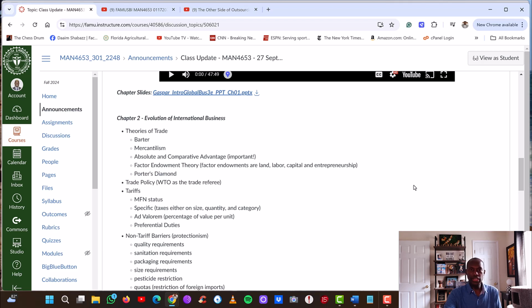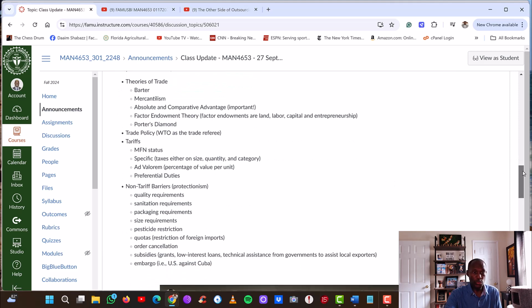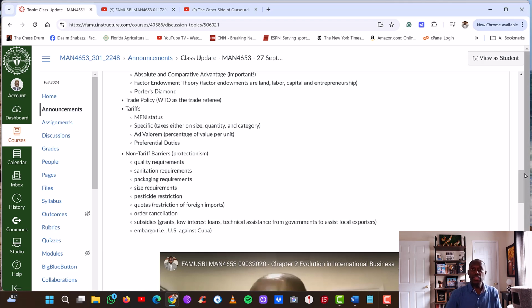Then you have Porter's diamond, and he talks about the four factors that create a competitive advantage for a firm. You want to make sure that you have that. The most important aspect of chapter 2 is tariffs and non-tariffs, which you should know very well. This is self-explanatory.